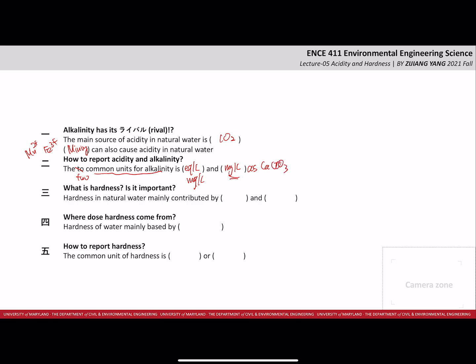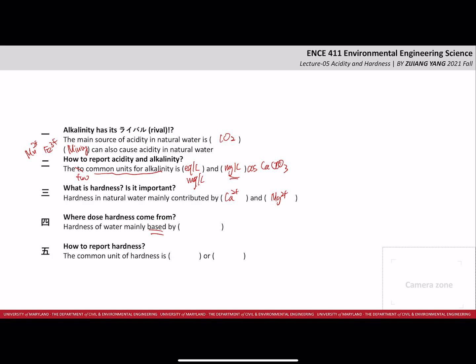And what is hardness? Hardness in natural water is mainly contributed by which two? Magnesium and calcium. Yes, calcium and magnesium. And where does hardness come from? Hardness of the water is mainly based on the amount of calcium and the amount of magnesium in the water.